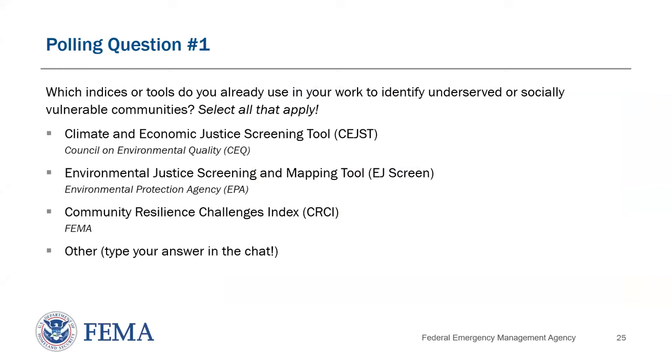All right. So we are actually going to go into our first polling question. So I'm going to go ahead and launch that now. You have about 45 seconds to answer. The question here is, which indices or tools do you already use in your work to identify underserved or socially vulnerable communities? And this is multiple choice, so please select all that apply. And if you have used another tool that's not listed here, please feel free to share that tool in the chat.